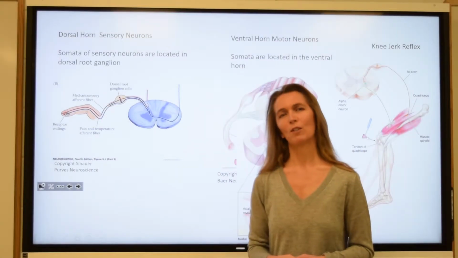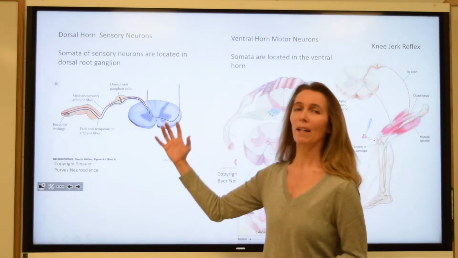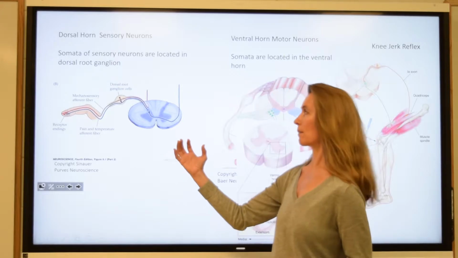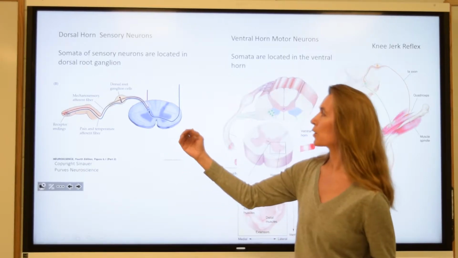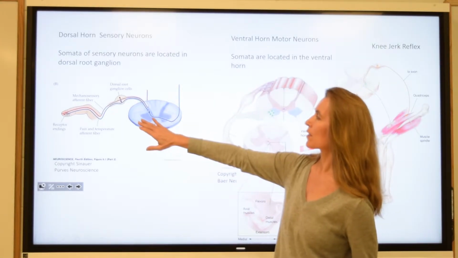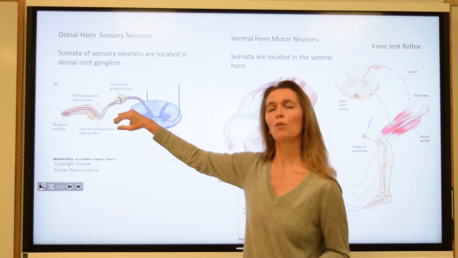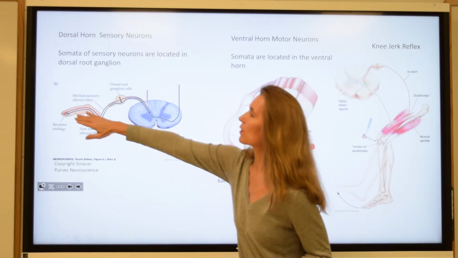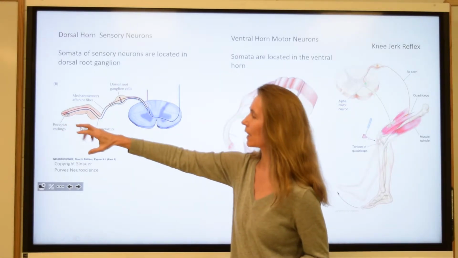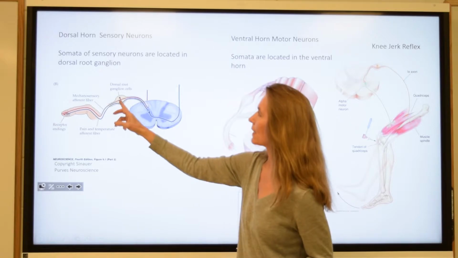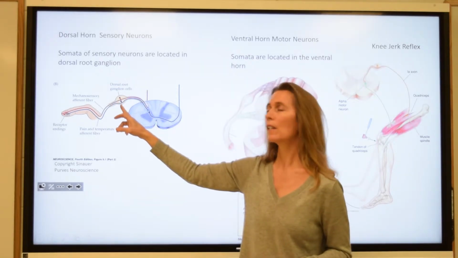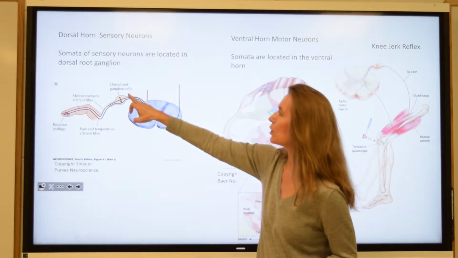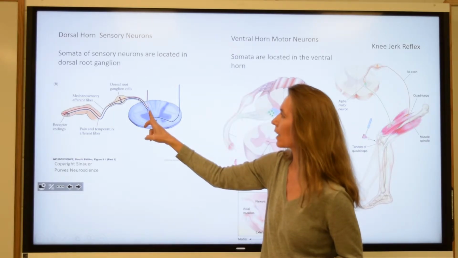So finally, I would like to talk a little bit about the spine, which is part of the central nervous system, as we've discussed earlier. So the spine receives input from sensory neurons through the dorsal horn. And here the somata of those sensory neurons that are located in our skin are located in this dorsal root ganglion. And information comes into the spine through this dorsal root ganglion.